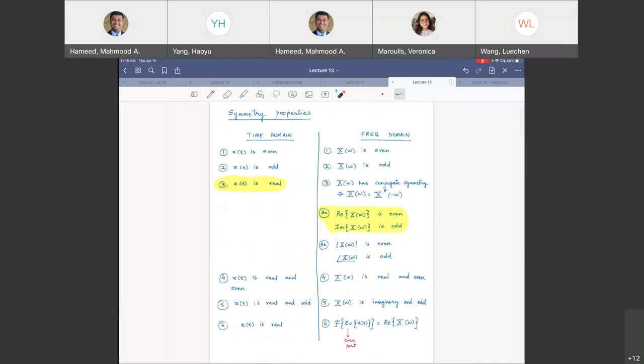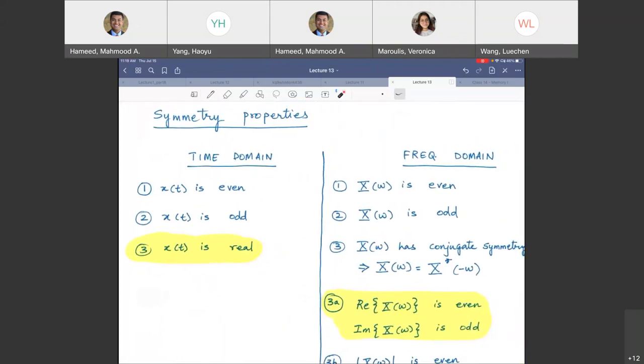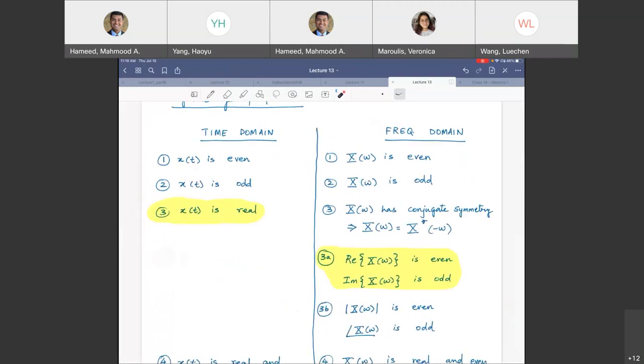I'm detailing a lot of the symmetry properties over here. Very good for reference. They can be proved. We will actually prove property number 3 in a little bit, but they can be proved based on some complex number identities and the formula for the Fourier transform. In the left column over here, we have the time domain. In the right column, we have things in the frequency domain. If I zoom in over here, if in the time domain your signal is even, then in the frequency domain the signal will also be even. These are properties. Some of them, we are going to prove one of them.